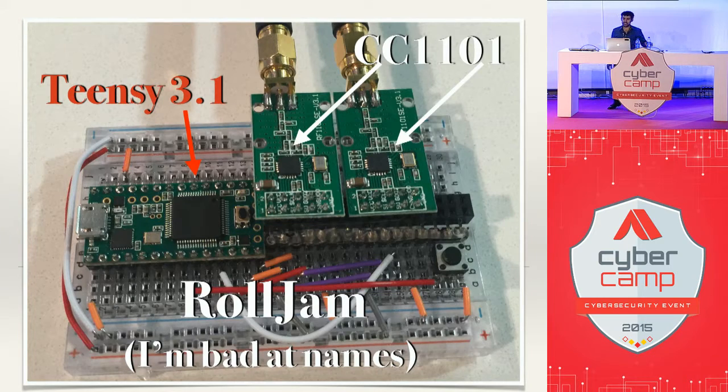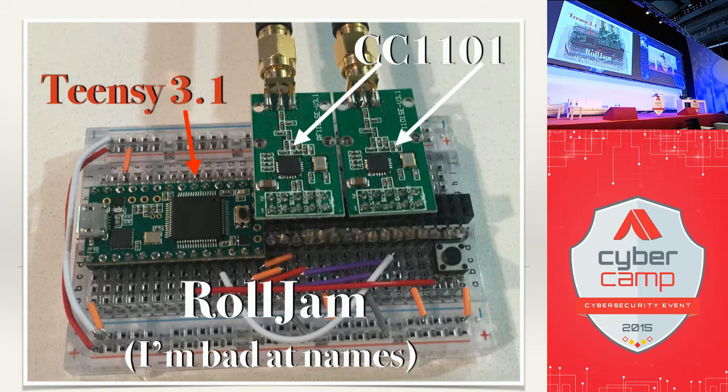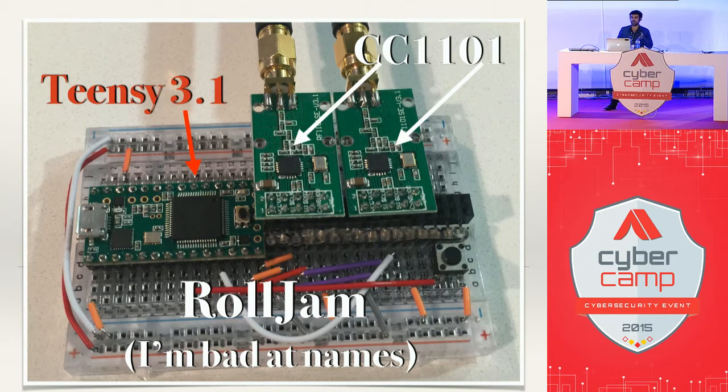Here's a very basic example, a tool I created called RollJam, and it uses a Teensy 3.1 and two CC1101 sub-GHz transceivers. It's about $30 US to build. One of the transceivers is jamming, and it only jams once it starts detecting a user unlocking their car. So it's not constantly jamming. It literally jams for milliseconds at a time. And then the other receiver, the CC1101, is also receiving to listen to the actual code while it's simultaneously jamming, preventing the car from working.